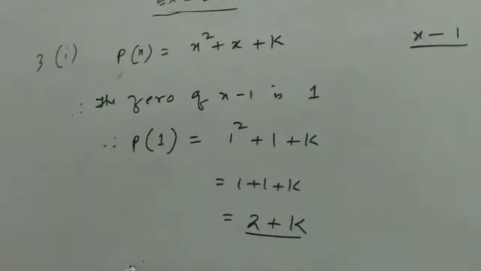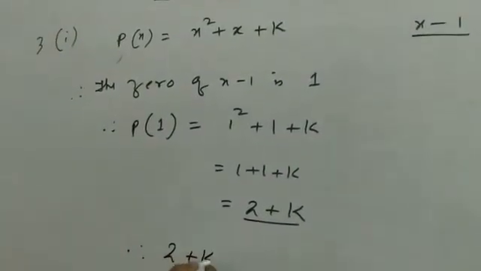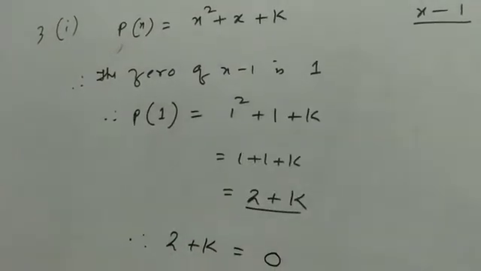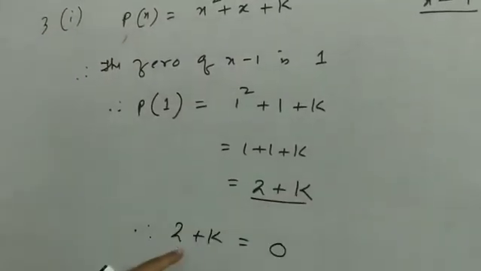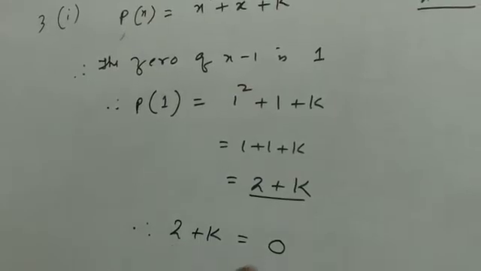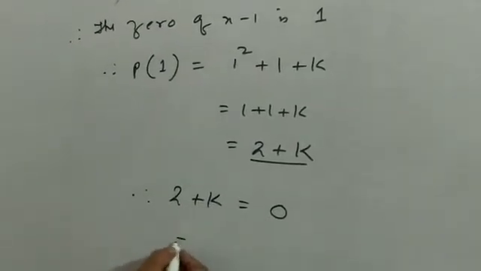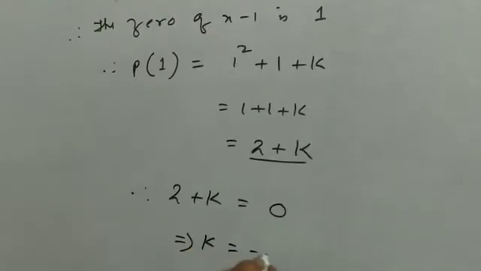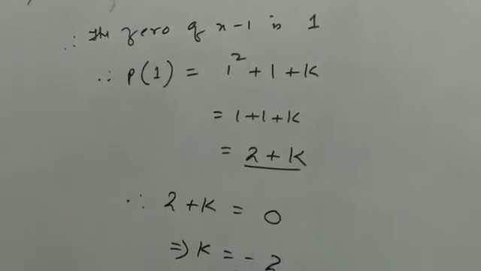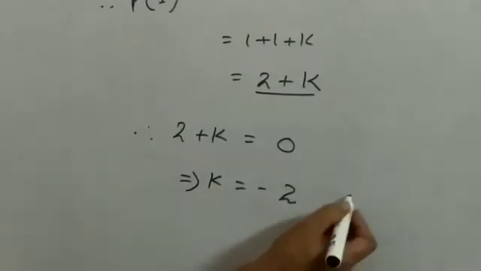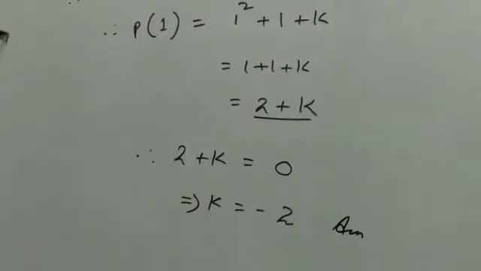Therefore we write that 2 plus k is equal to 0. Meaning for some value of k, this term must be equal to 0, meaning the remainder must be equal to 0. Now this is an equation in terms of k. We solve it. Therefore k equals minus 2. So the value of k is minus 2. This is the answer.